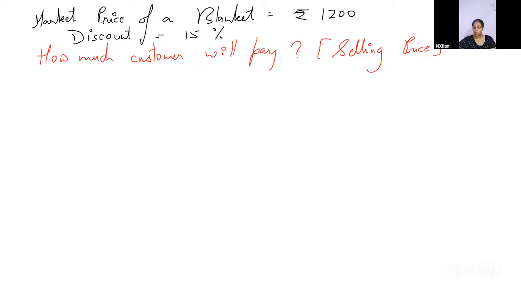First, we will calculate the discount in terms of money. To calculate the discount, I have the discount percentage converted to discount in amount. Discount is 15%. So 15 upon 100 multiplied by 1200. Cancel. 180.